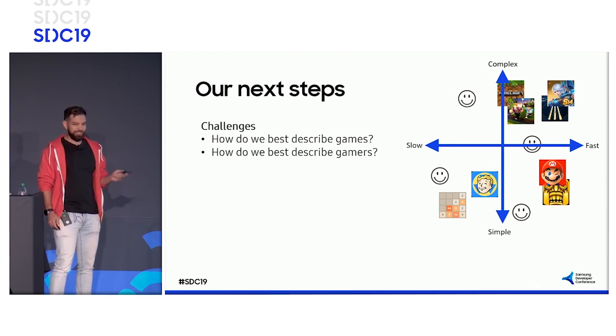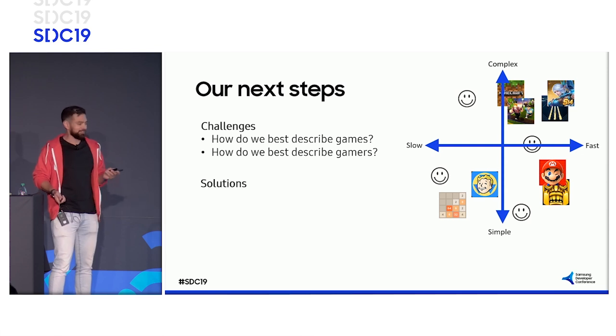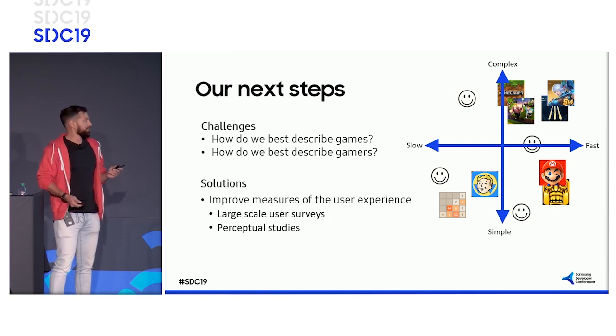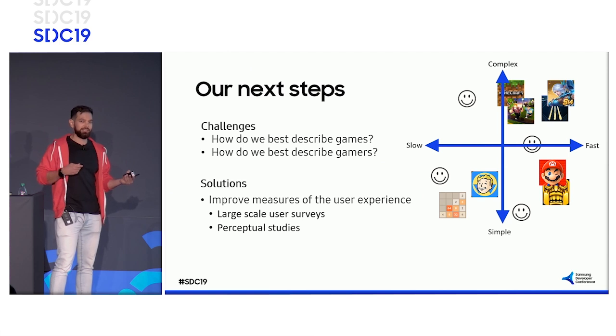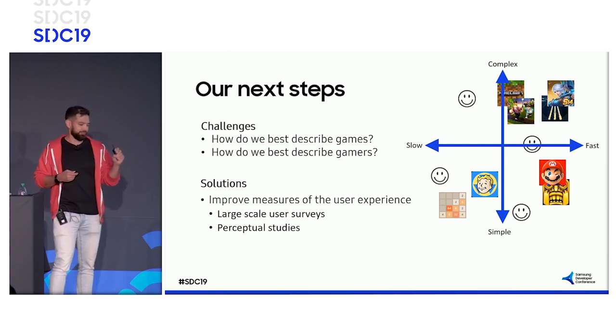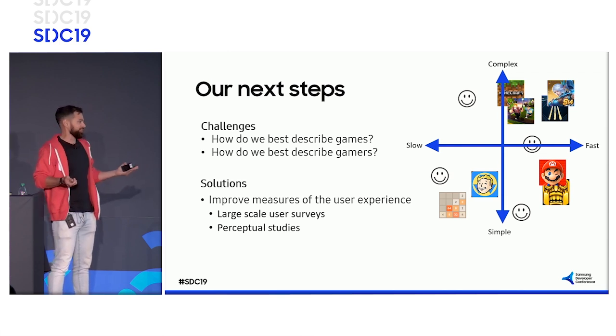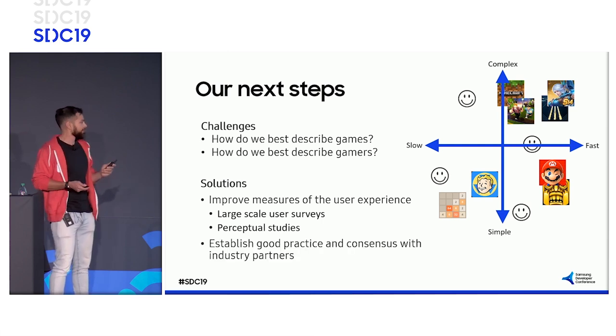So those are our two main challenges, and our approach at tackling this is to conduct large-scale user surveys, get opinions on relative importance of some of these categories, and conduct perceptual studies. Can you look at things like FPS? Can you say for fast-paced first-person shooters, you need to be at least 58 FPS to have a satisfactory experience? Those are the sorts of studies that we're looking into.